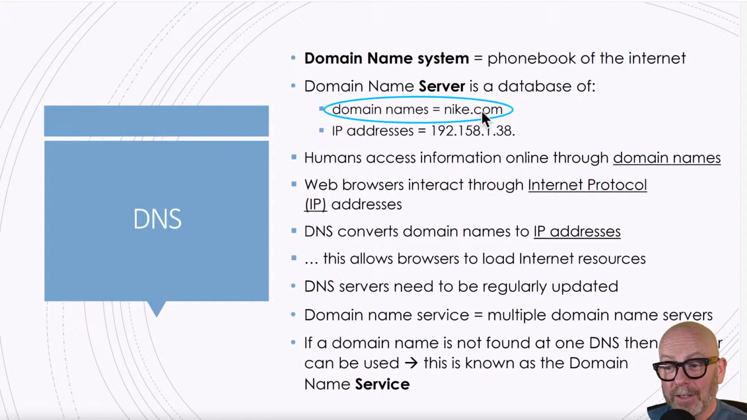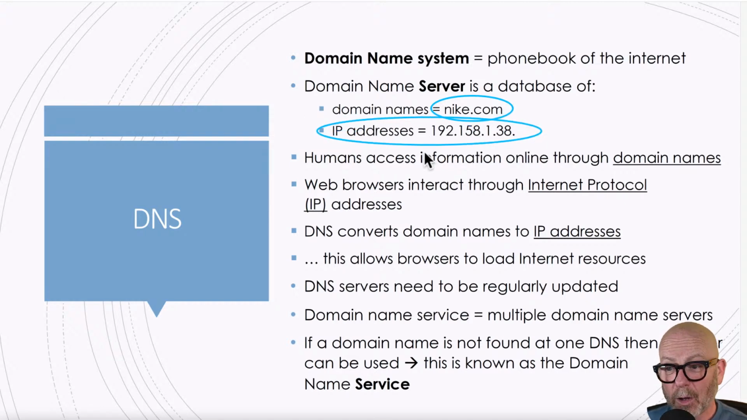But underneath, Nike.com is something that's been created to make it easier for us to use the internet. Because if we had to know that the Nike address was 192.158.138, it would be a nightmare. If we had to know the IP address for each website, it would be impossible to use. And because that's the case, they've created this domain name system, which means that we've got these beautiful domain names that are easy to remember, but sitting behind it, hidden, abstracted from us, are these IP addresses.